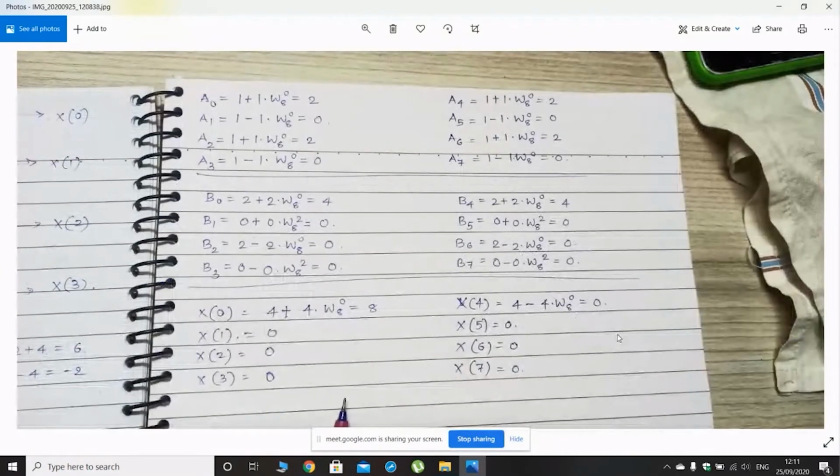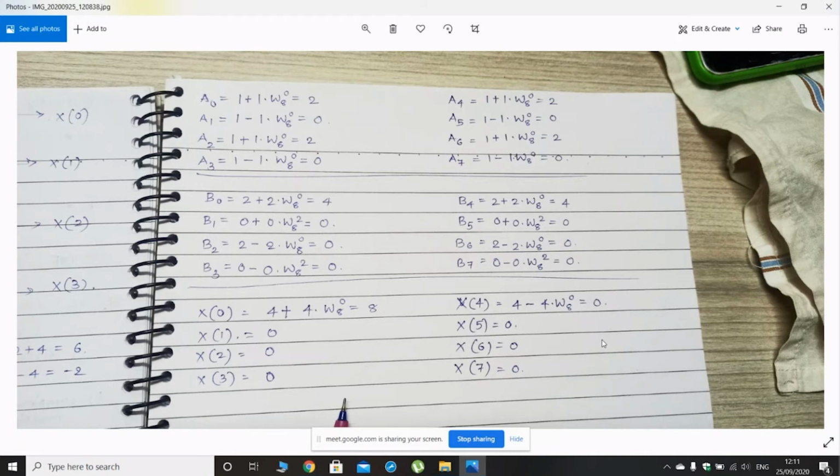Okay. So you have to just sum up all the values. So this is the first stage answer, that is A0, A1, he has marked 2, 0, 2, 0, 2, 0, 2, 0. Then after that you are getting 4, 0, 0, 0, 4, 0, 0, 0. At the last you are getting 8 and all the other values are 0. This will be your final answer. Okay, all of you got it?